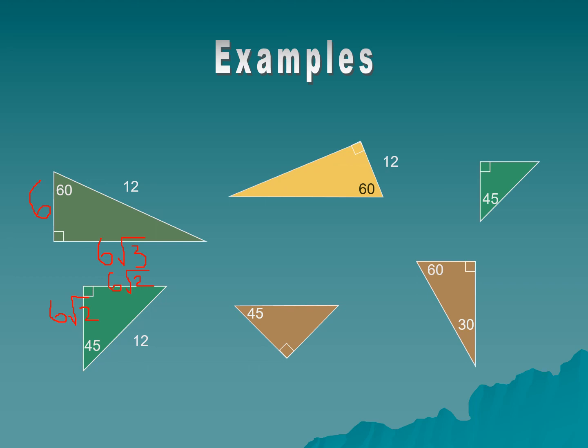Let's go back to the top, the 30, 60, 90 right triangle. If the short leg is 12, to find the hypotenuse, we double it. And then to find the longer leg, we keep it the same, but with the square root of 3 next to it.